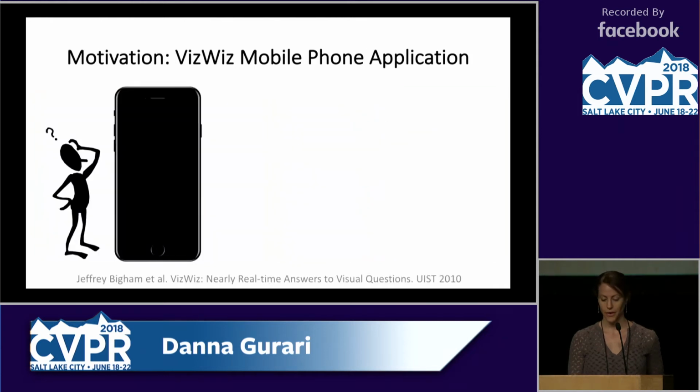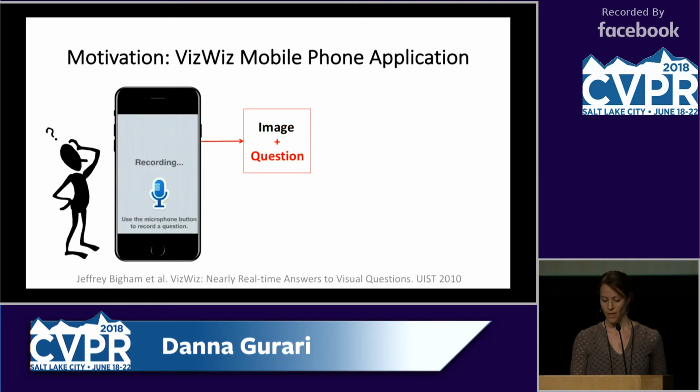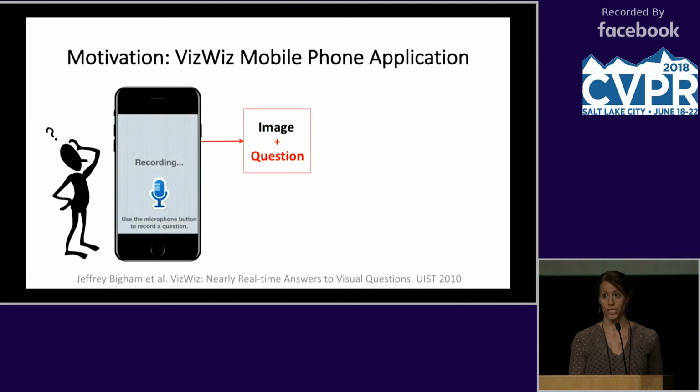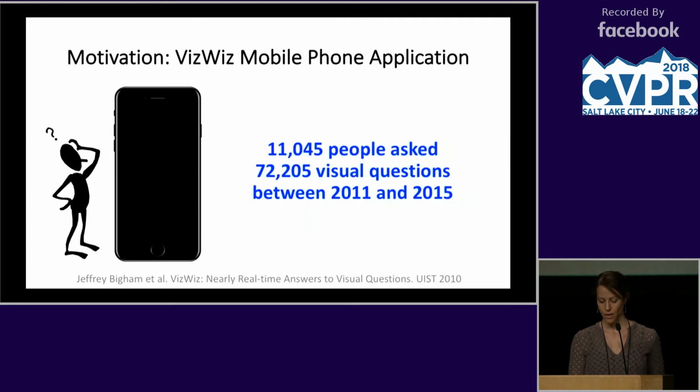Nearly 10 years ago, a mobile phone application called VizWiz was released to help blind people answer such visual questions. With this application, a user could double-click on the phone to take a picture, then double-click on the phone to record a question about the image, and then have both sent to a team of crowd workers, who in turn would provide an answer. Over 11,000 people used this application to ask over 70,000 visual questions between 2011 and 2015.